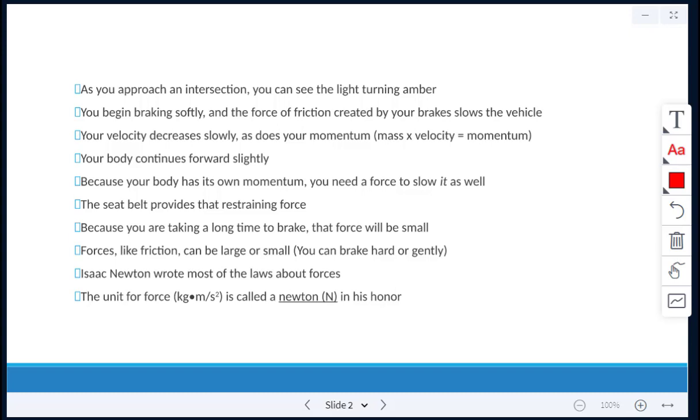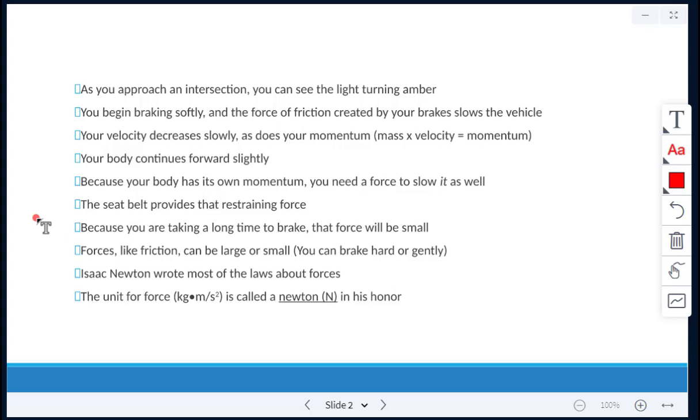So recall the momentum formula. Momentum is equal to mass times velocity. So your body will continue forward slightly. Because your body has its own momentum, you need a force to slow it as well. And that's what the seatbelt does. It provides that restraining force. Because you're taking a longer time to brake, that force will be small.